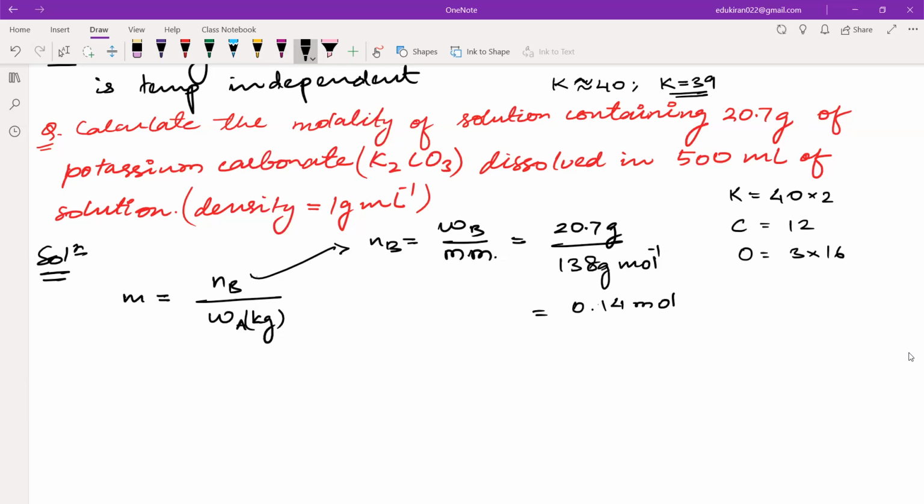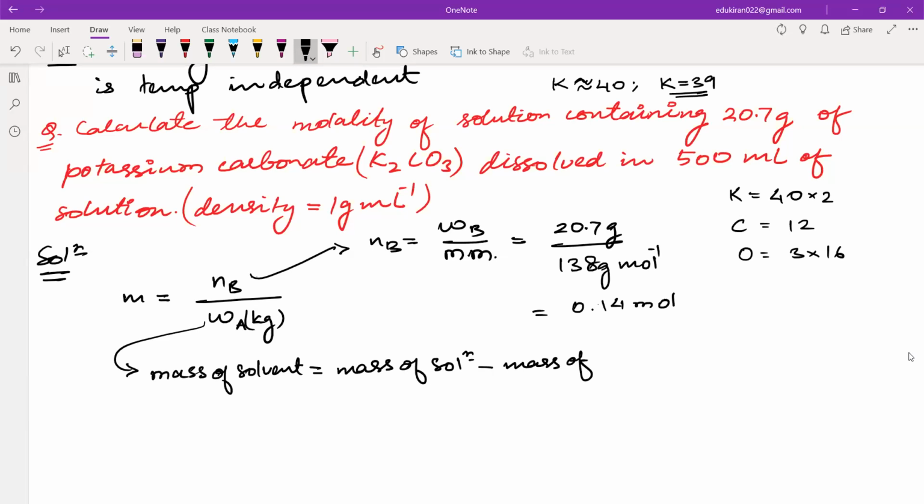Okay, now the mass of solvent. So mass of solvent will be equal to mass of solution minus the mass of solute. Okay, minus the mass of solute. What is the mass of solution here? It is not given. So mass of solution is not given, then what we will use? We will use the density and volume. So the volume is 500 ml into the density, it will give you the mass. Density is 1, they are saying.